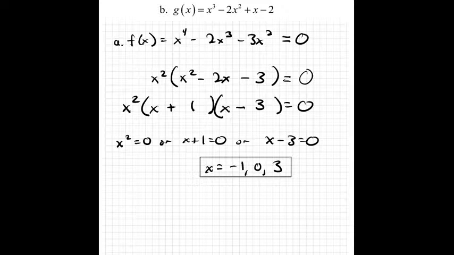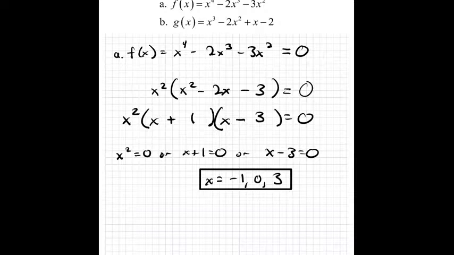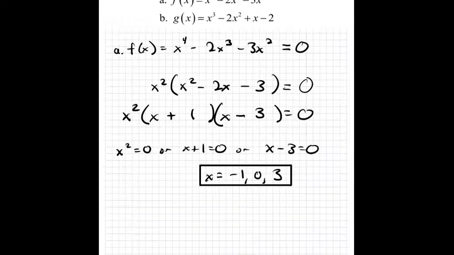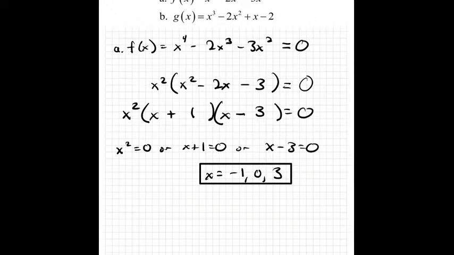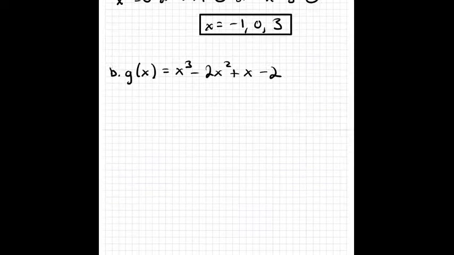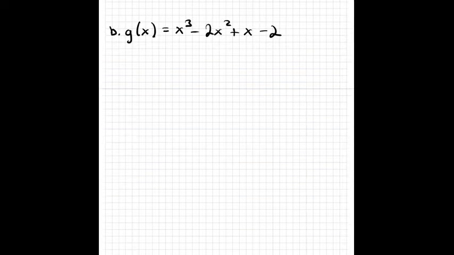Okay. And then for B, we need to check these in the context of the original, but I'm going to go ahead and do B. We get x cubed minus 2x squared plus x minus 2. Okay, I'll be right back. Take a moment to see if you can go ahead and set it equal to 0 and see can you factor it all the way. I'll be right back.